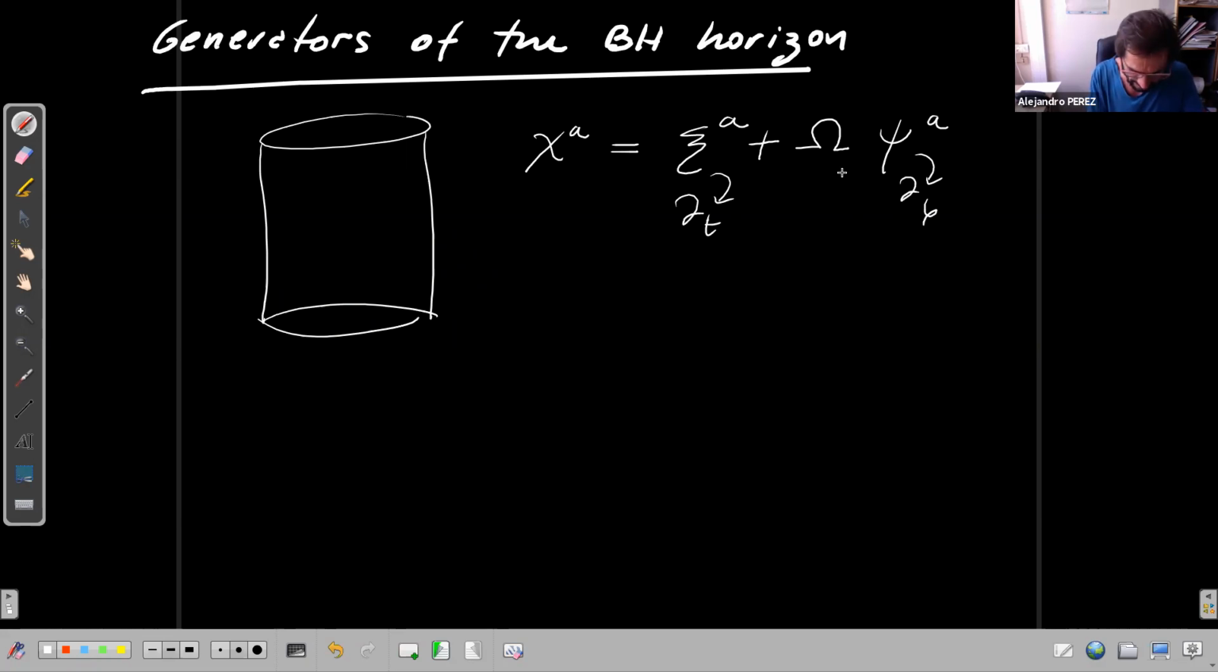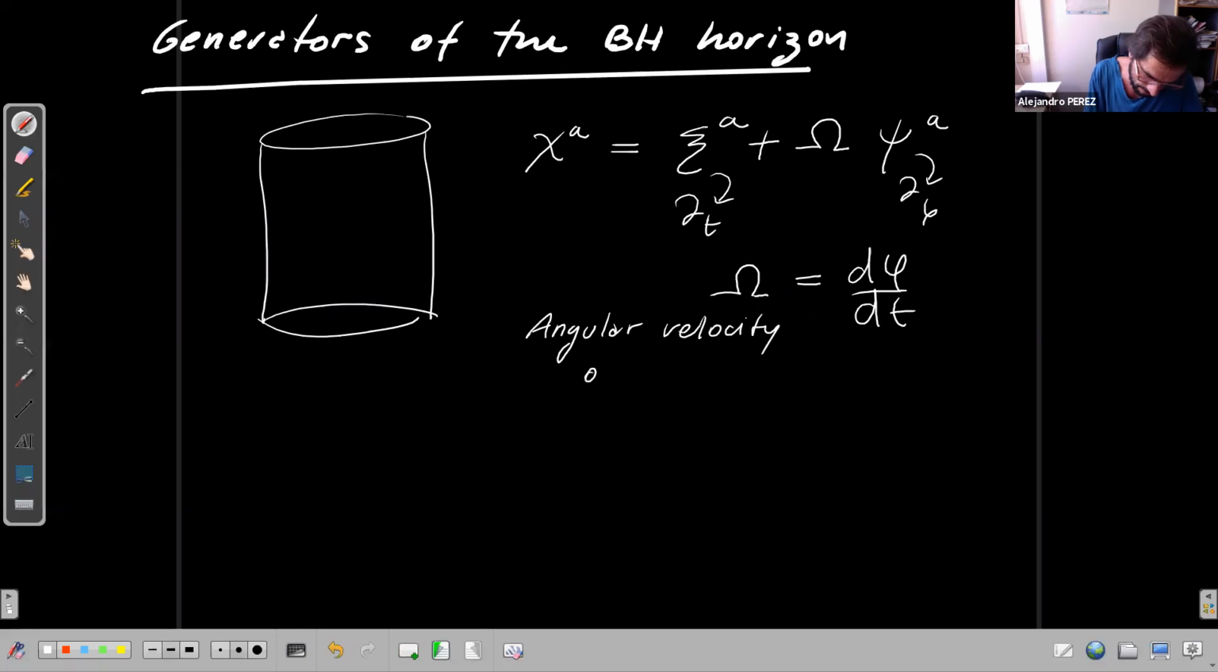Now, because this is ∂/∂t and this is ∂/∂φ, clearly this Ω here can be interpreted as follows: if I think of this as a tangent vector to some curve in spacetime, then this Ω is the ratio between the φ-dot component and the t-dot component. The ratio is nothing else but dφ/dt, and that's why it's called Ω. This Ω is the angular velocity of the horizon.